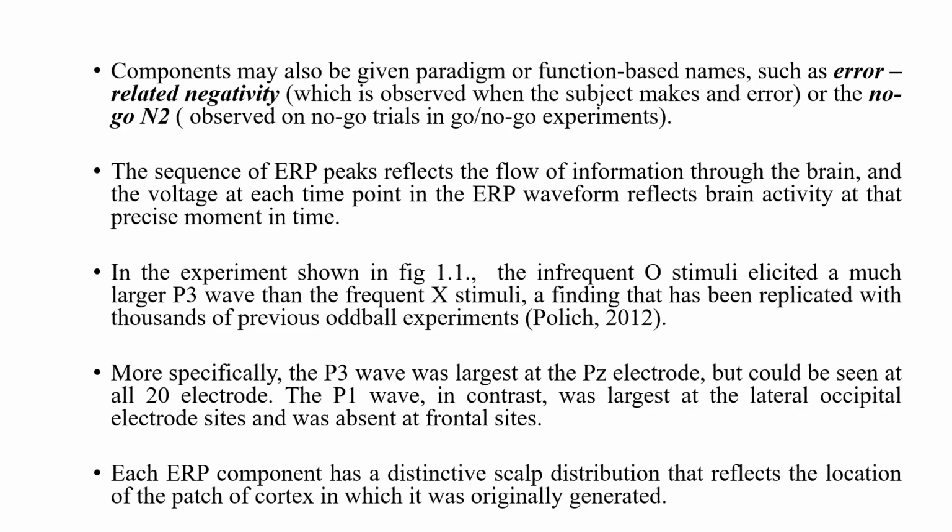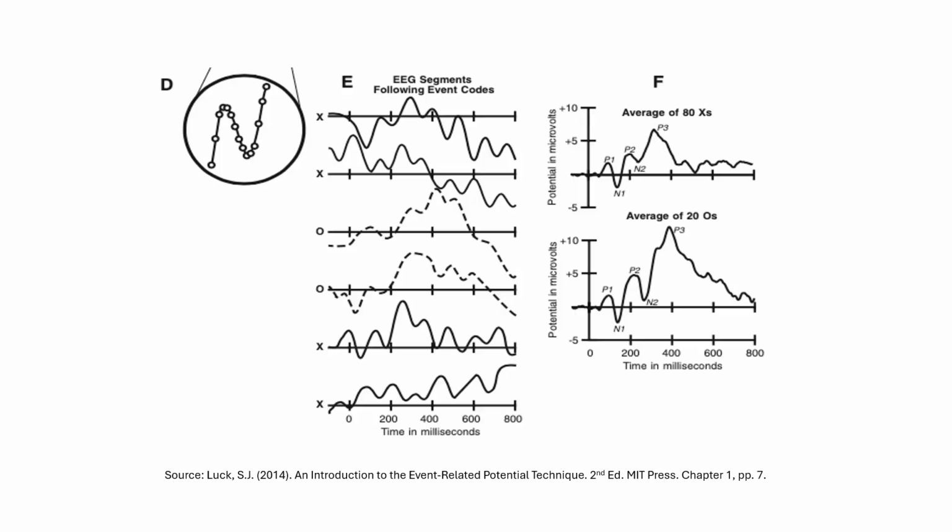Now, in the experiment that we have just seen, the infrequent O stimuli elicit a much larger P3 wave than the frequent X stimulus, a finding that has been replicated with thousands of previous oddball experiments. So, you can look here, the infrequent O leads to a much larger positive peak which goes over 10. The rare O's reflect a much larger P3 component than the very frequent X's. This is a critical finding in the oddball paradigm, and this is something that has been replicated and repeated across several experiments.